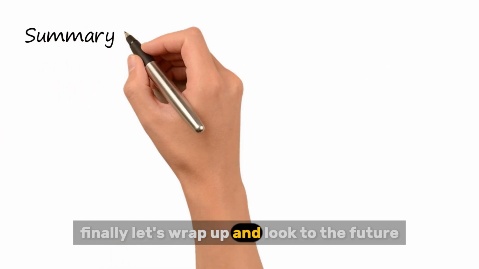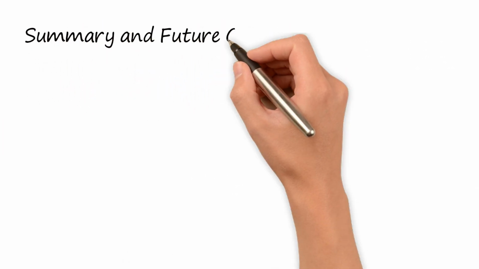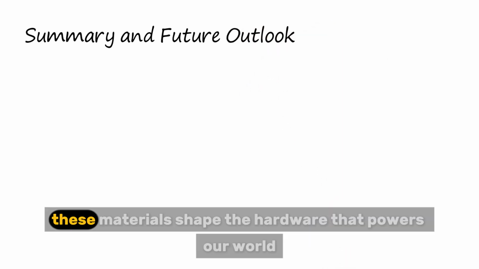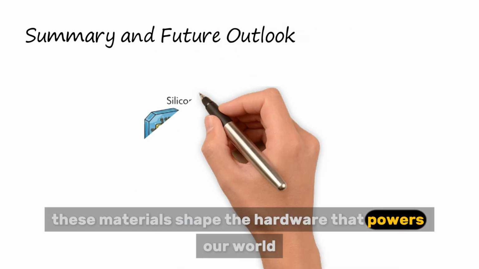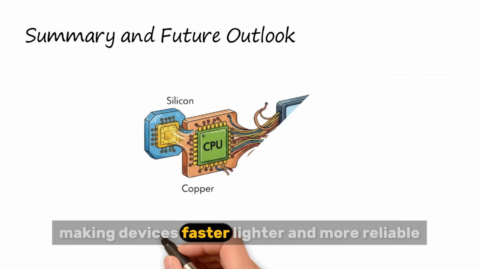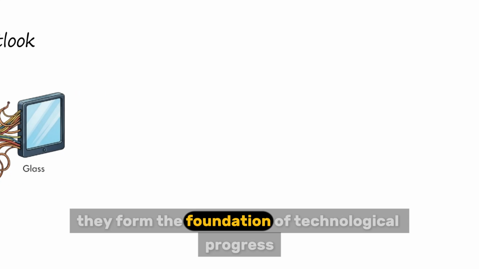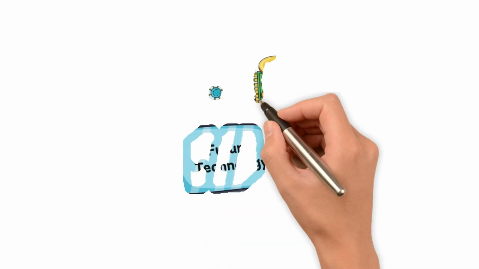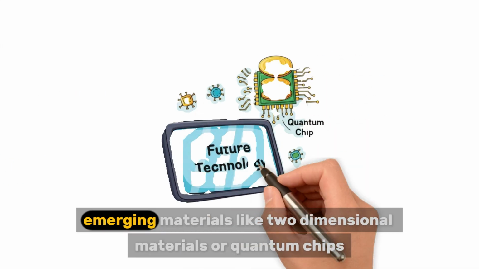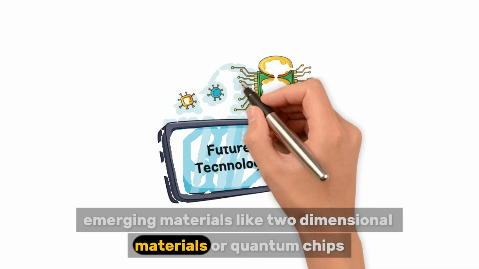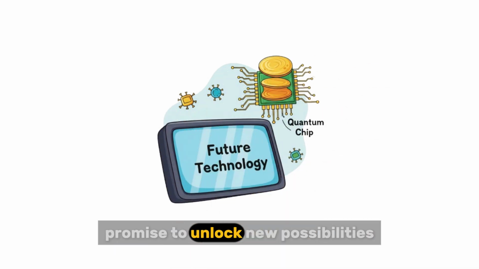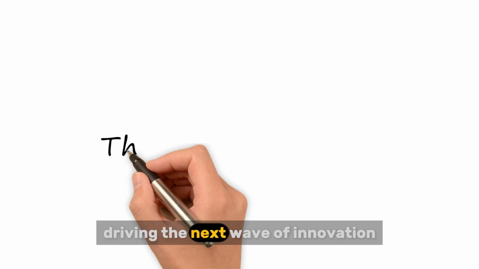Finally, let's wrap up and look to the future. From silicon to rare earths, these materials shape the hardware that powers our world, making devices faster, lighter, and more reliable. They form the foundation of technological progress. Looking ahead, emerging materials like two-dimensional materials or quantum chips promise to unlock new possibilities, driving the next wave of innovation.